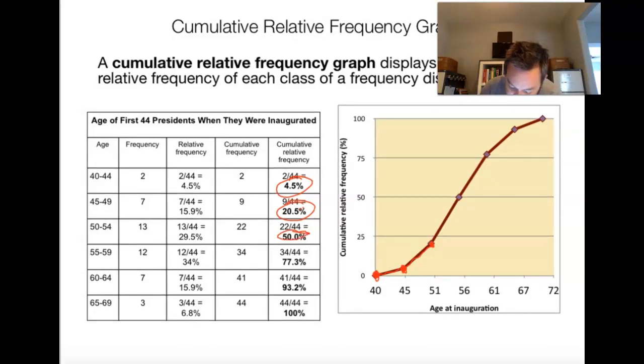50 to 54, rather. Now I've accumulated 50% of my data. That one gets a pretty steep jump, and so on. So you're just plotting these, and it's kind of like a line plot. Connecting the dots.